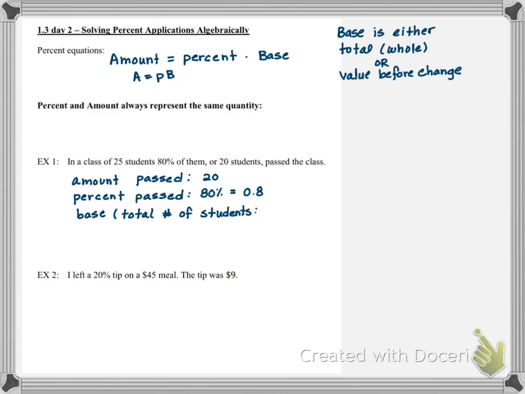Graphing calculators do not have percent buttons, incidentally. It's so funny because TI-84s or what have you will do a billion things, but they won't convert to percent. I don't know why. So then, do we know the total number of students? 25. And so our equation is A equals P times B. And in fact, we can see that 20 does equal 0.8 times 25. So it's true.